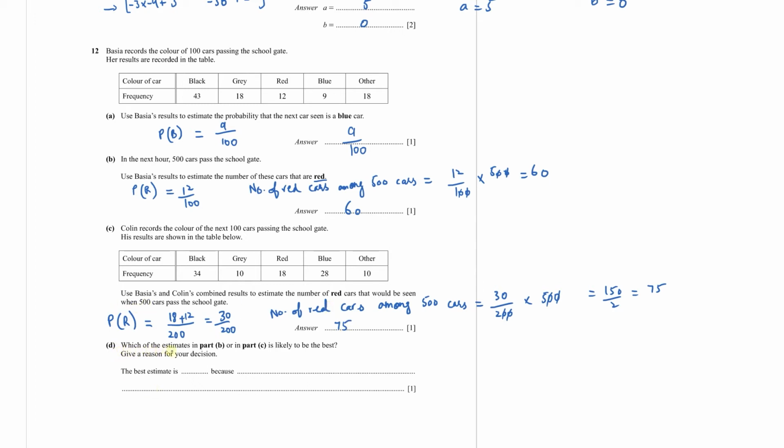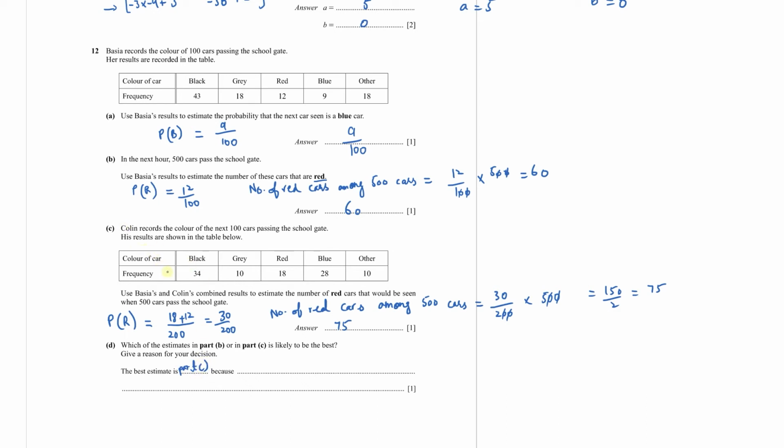Part D is which of the estimates in Part B and Part C is likely to be the best? Give a reason for your decision. So we calculated from Bessia's results that 60 cars out of 500 will be red. And when we combined the results of Bessia and Colin, we get 75 cars out of 500 would be red. So which is the better estimate, 60 or 75? We will say 75, which is Part C. So the estimate in Part C is better.